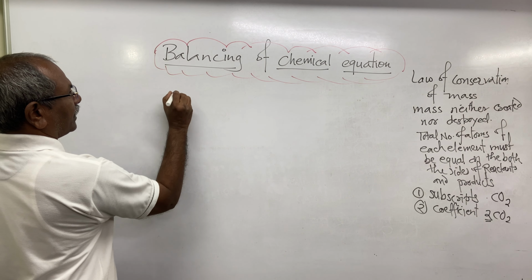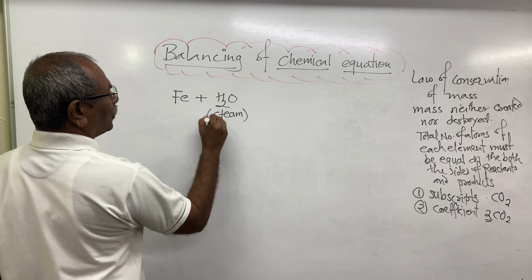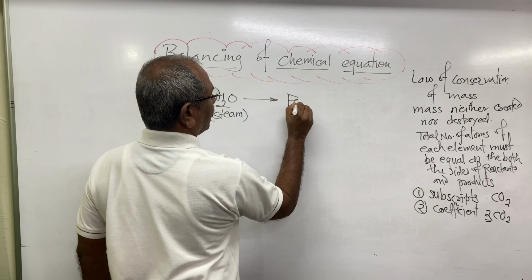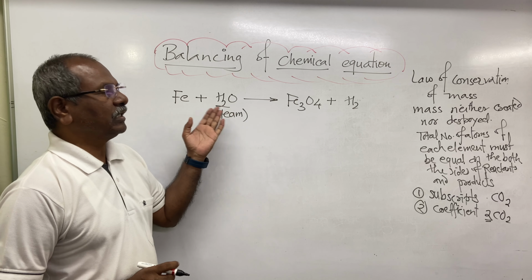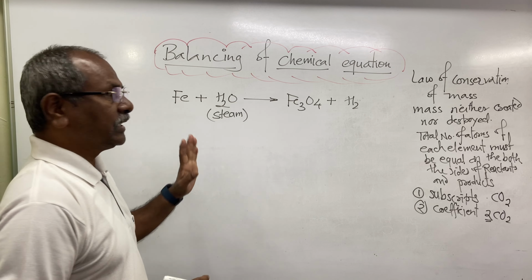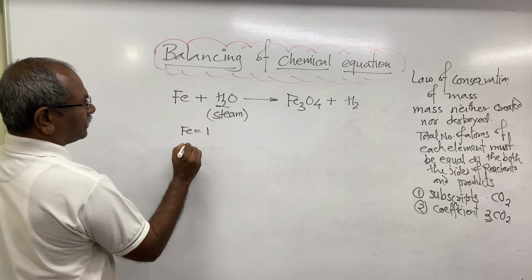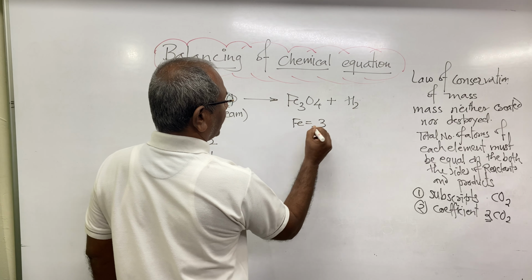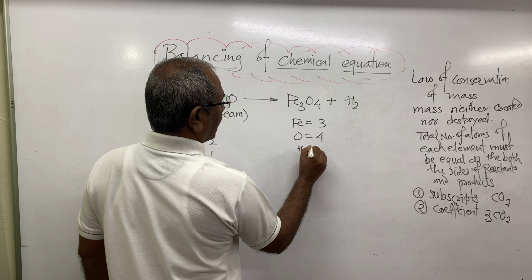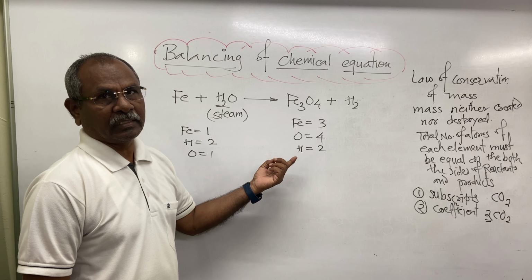Next reaction, for example, you take reaction between iron and steam. Steam chemical formula H2O. This is iron. Product Fe3O4 and H2. So this is the chemical reaction. Reaction of iron with steam. So you have to balance this reaction. First step is count the number of atoms from both the sides. Fe 1, hydrogen 2, oxygen 1. Fe is equal to 3, oxygen is equal to 4, and hydrogen is equal to 2. Okay, so first of all you balance the maximum number, that is the 4.